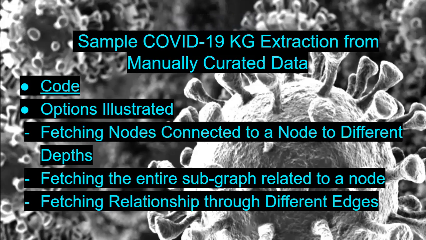How can we plot a knowledge graph for that? How can we plot a subgraph, the entire subgraph which is connected to a particular node? How can we fetch a particular relationship through different edges? These are things which I'll be explaining in the code. Let me go to the code itself. It will be easier that way. So this is my code.